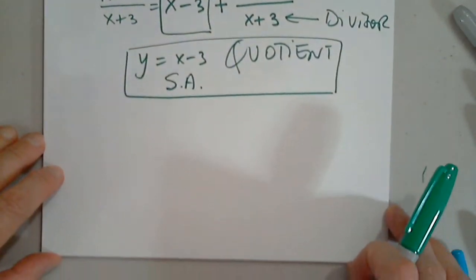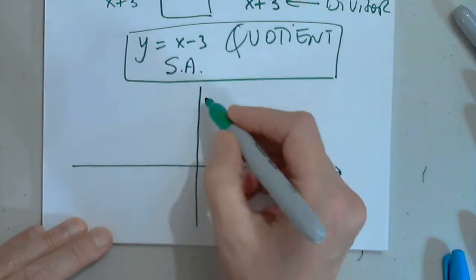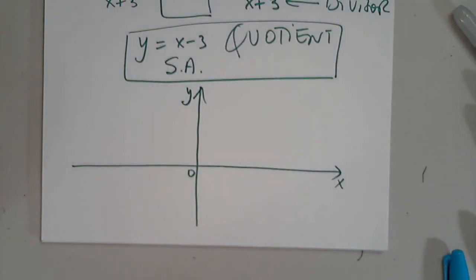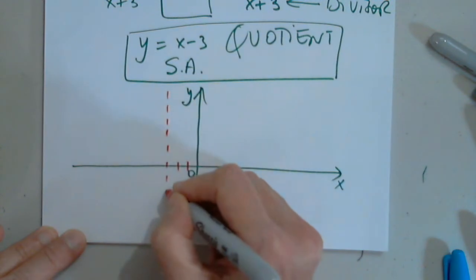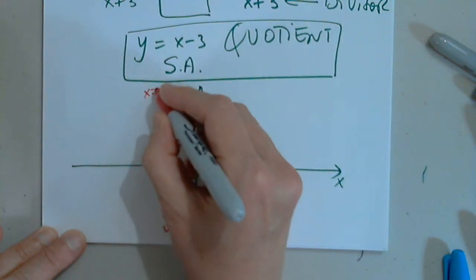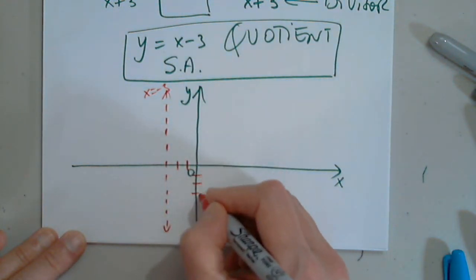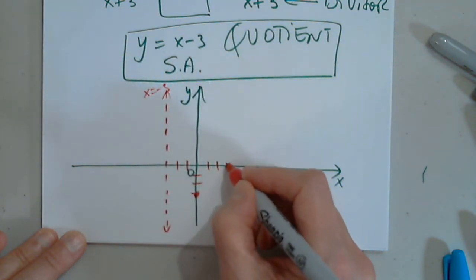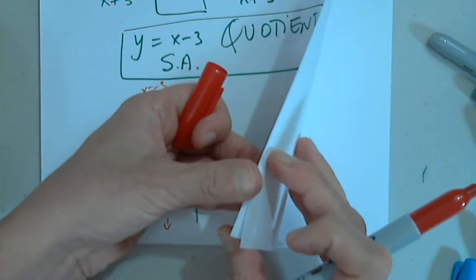Okay, so let's graph this function. When we graph functions with asymptotes, we have to start by graphing the asymptotes. This function has two asymptotes. One is x equals negative 3. And the other one, when x is 0, y is negative 3. And when y is 0, x is 3. I would like to go to the next page because I don't have enough room.